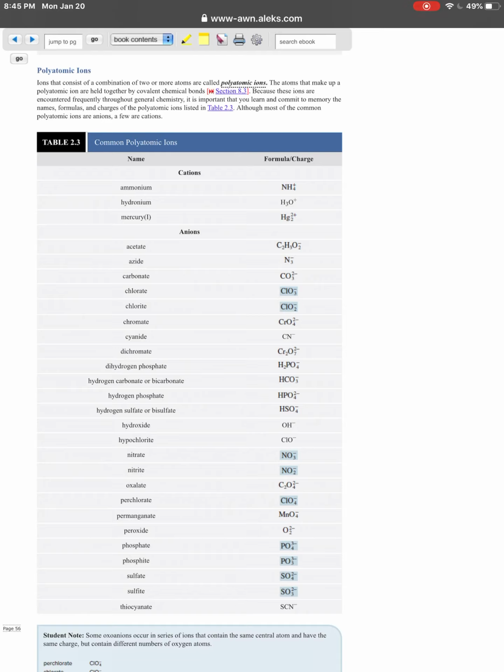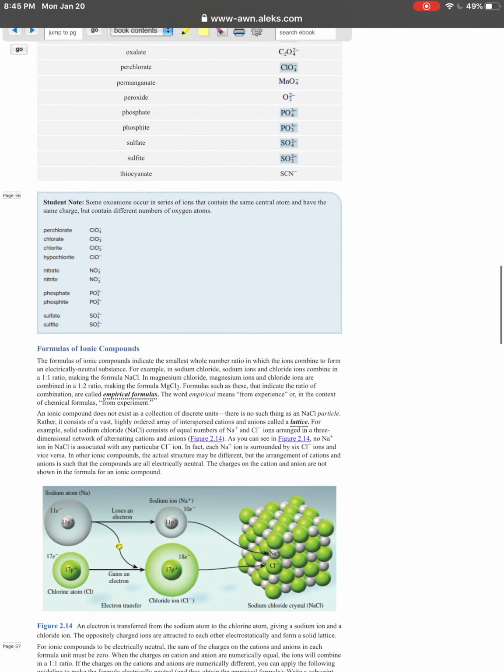NH4+. H3O+ is called hydronium. Hg2+ is called mercury(I). There are many more anions than there are cations for polyatomic ions. Acetate, azide, carbonate, these are all some common ions. Those are all polyatomic ions.